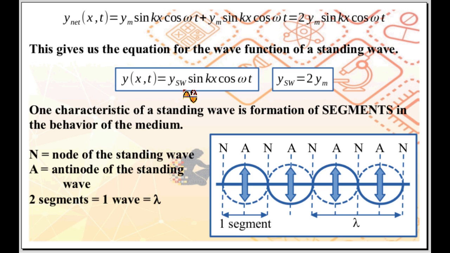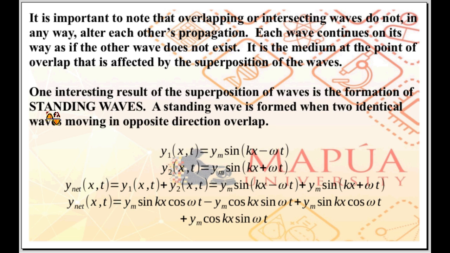Ysw is the amplitude of the standing wave and it is equal to 2ym, twice the amplitude of the original two waves that overlapped. Speaking of the two waves, looking at say y1 is equal to ym sine of kx minus omega t.